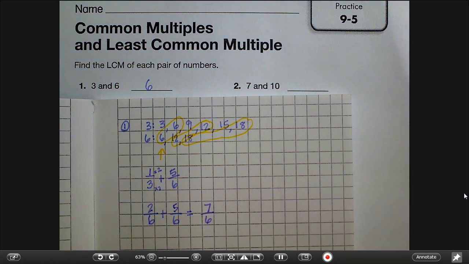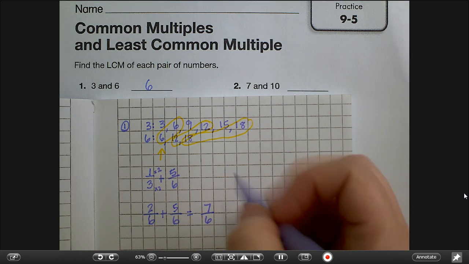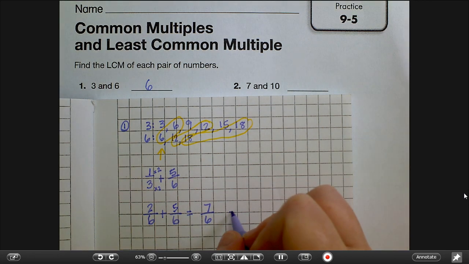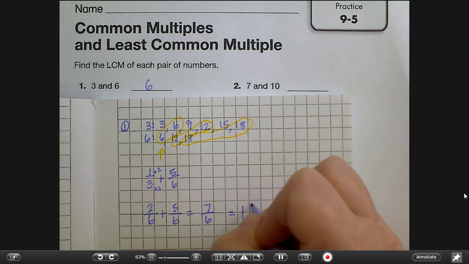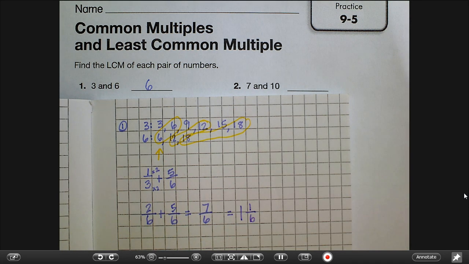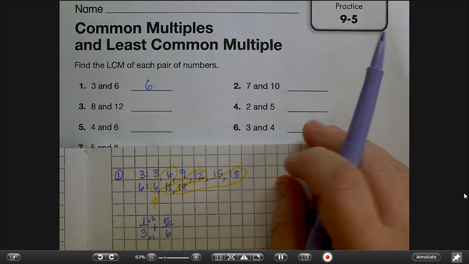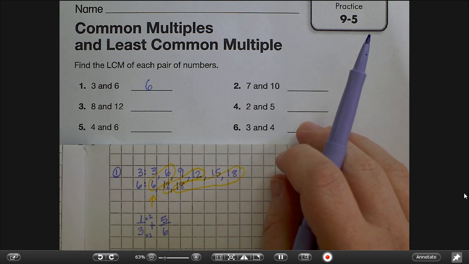Remember, once you find the least common multiple and use it as your denominator, you won't add those two denominators together. The denominator will stay the same. So 7/6, I don't like that this is an improper fraction, so I'll go ahead and fix that. So that would be 1 and 1/6. Okay, so let's do some more examples here, and let's talk about how we find these numbers.